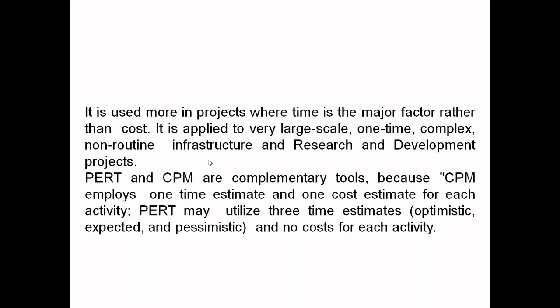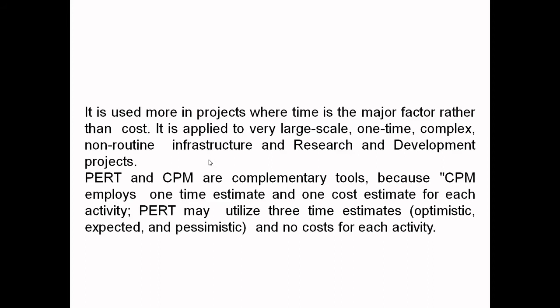Meanwhile, let me complete this topic: non-routine infrastructure and R&D projects. For R&D projects, you must use this compulsorily. PERT and CPM are complementary tools because CPM always implies one-time estimation and one-time cost estimation for each activity. PERT may utilize three estimates: optimistic, expected, and pessimistic, and no cost for each activity. So PERT never talks about cost. PERT always talks about timings only.